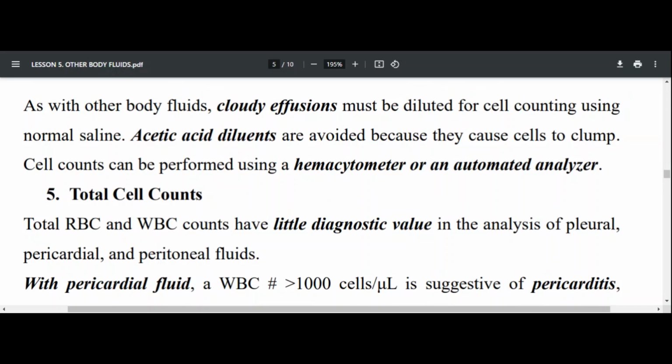cloudiness level of the fluid. You can use 1/20, or you can use 1/100 dilution, depending. Then we can use that to calculate total cell counts. You know the formula we use: cells counted times the dilution factor over total cells counted times depth, which is 0.1. So we can use the same formula in order to get the correct count.